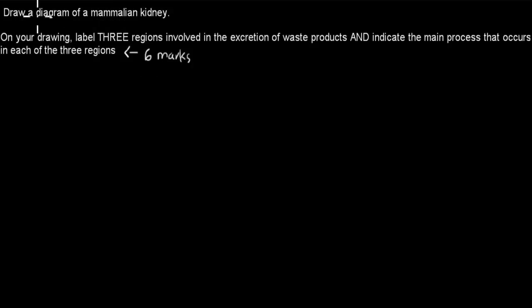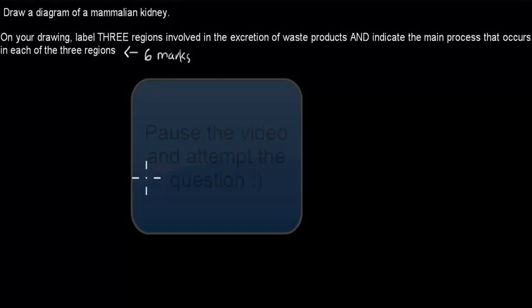So I read the question. It says, draw a diagram of a mammalian kidney. On your diagram, label 3 regions involved in the excretion of waste product and indicate the main process that occurs in each of the 3 regions. So I'll give you a quick hint. All you really have to do is draw the kidney. Again, label the 3 areas and then name their processes. You don't have to write much. Just draw a label and then quickly identify a name. So I'll give you 5 seconds to pause the video and then attempt the question.